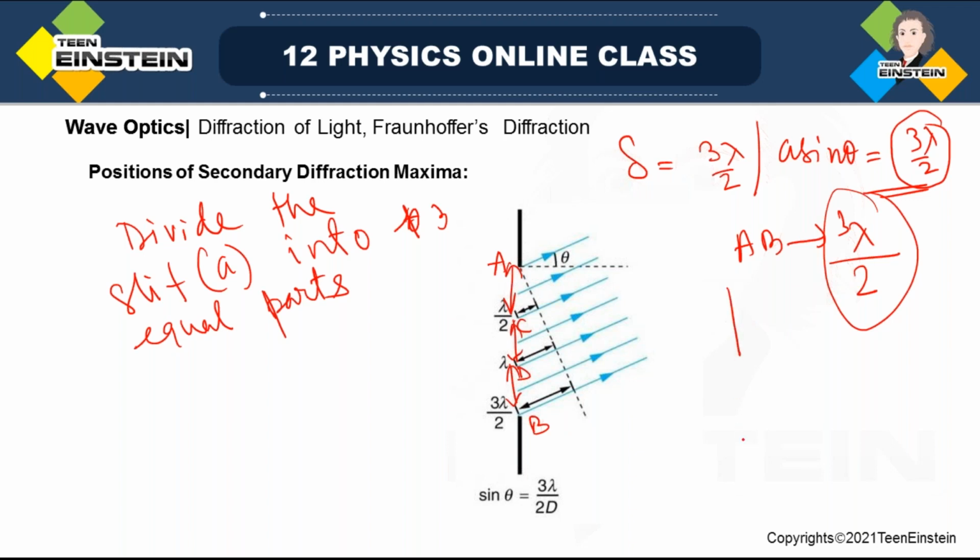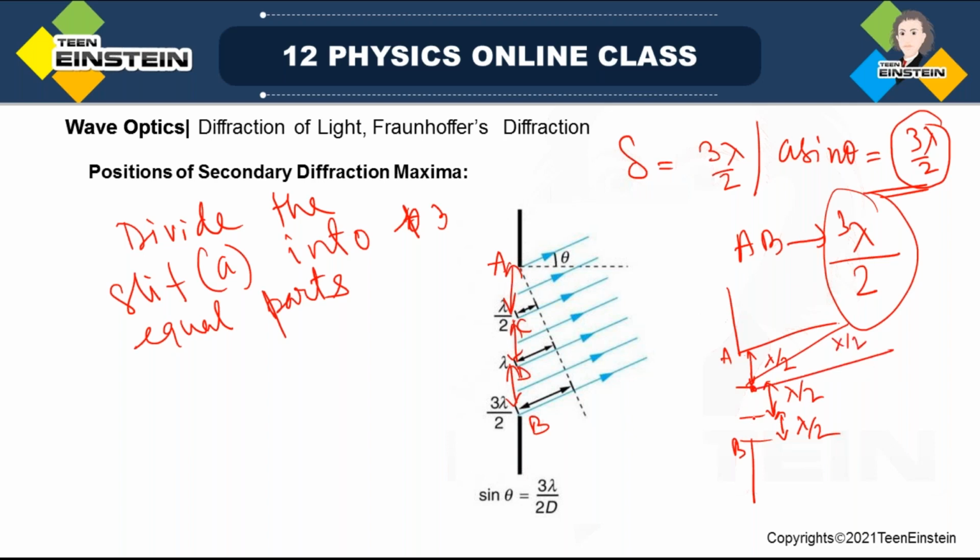Now what I have done, I have divided this A and B into three equal parts. Look, 1 and this 2. So total was 3 lambda by 2. This part will give you lambda by 2, and this particular portion will give you lambda by 2 path difference. That means if light goes from here, they will give you lambda by 2 path difference.